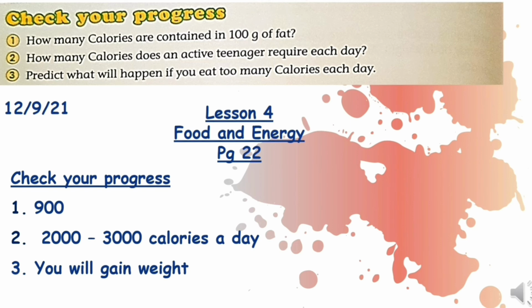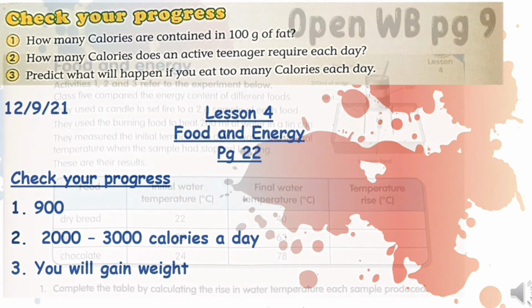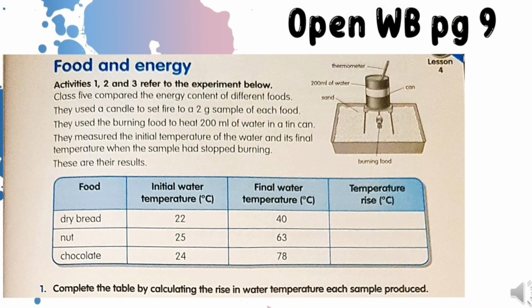Now, let's do the workbook also. Open page 9. They've given you an experiment activity here. You can see burning food, the picture over there. There is 200 ml of water. There is a can, sand and the thermometer to measure. Now, class 5 compared the energy content of different foods. They use a candle to set fire to a 2-gram sample of each food.